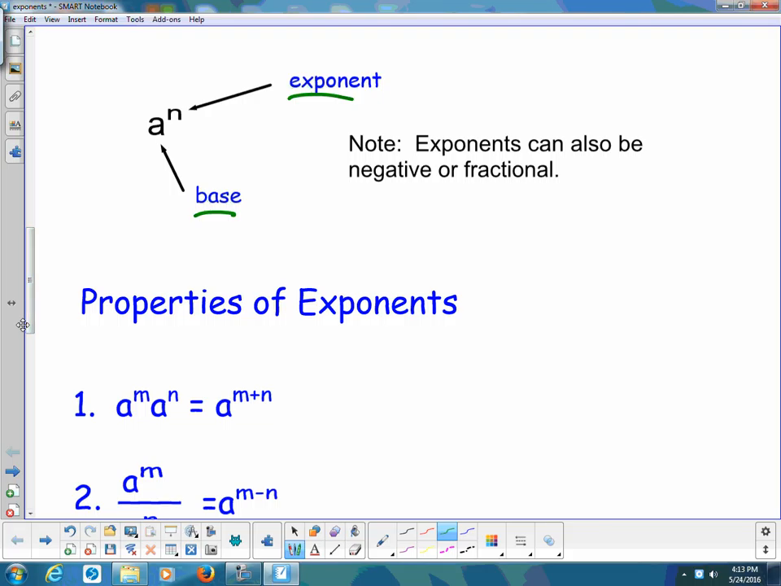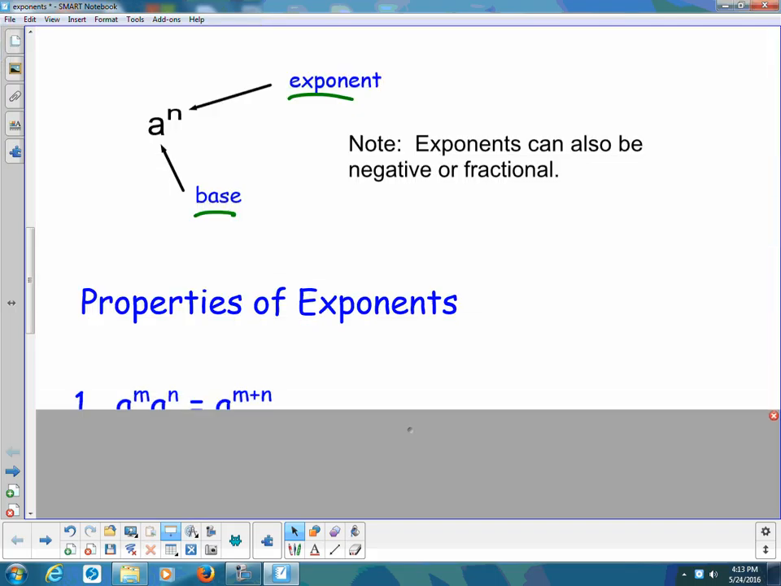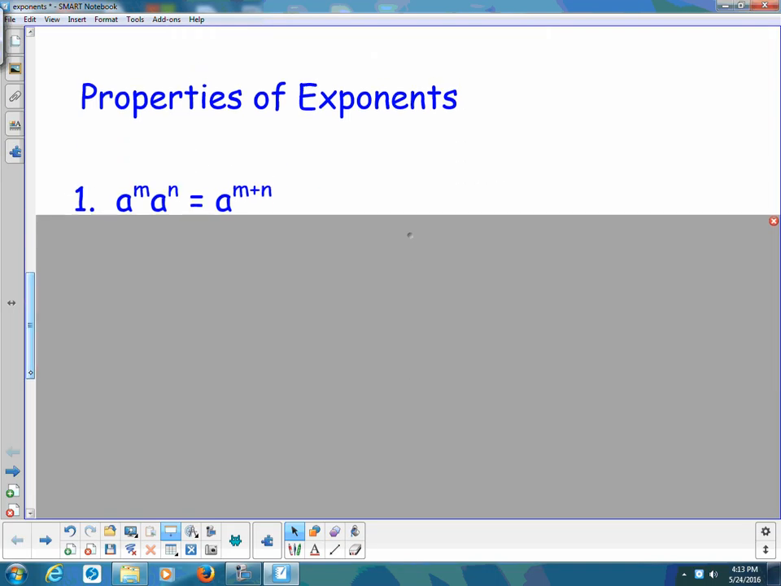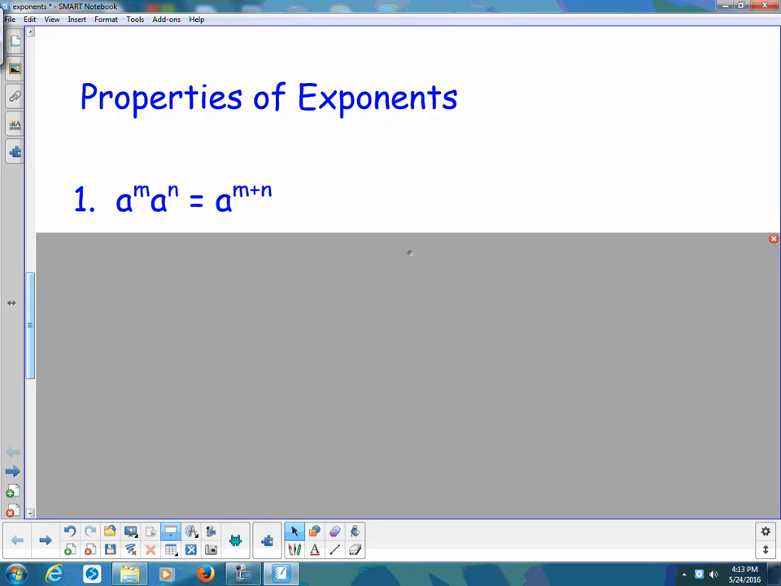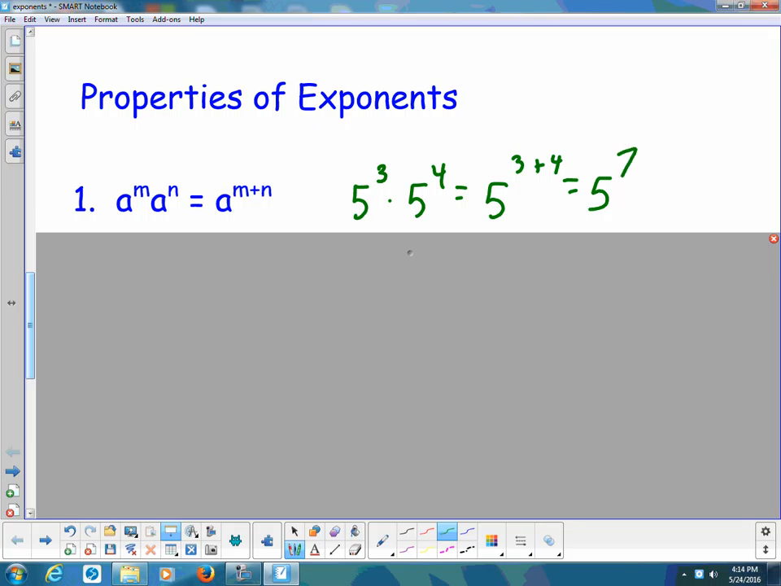So here are our properties of exponents. Let's review this. I know that you know these properties already, so we're just going to review a little bit. Let's start with number 1. If you have a to the m times a to the n, that's equal to a to the m plus n. So for example, 5 to the 3rd times 5 to the 4th is going to be equal to 5 to the 3 plus 4, that's 5 to the 7th.